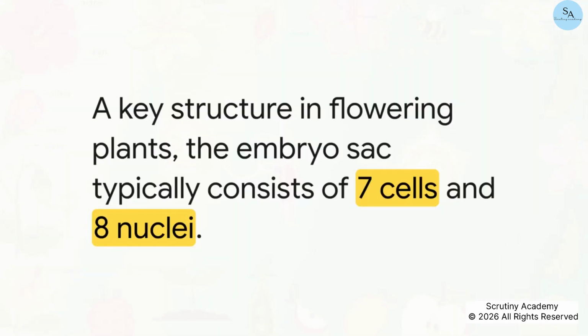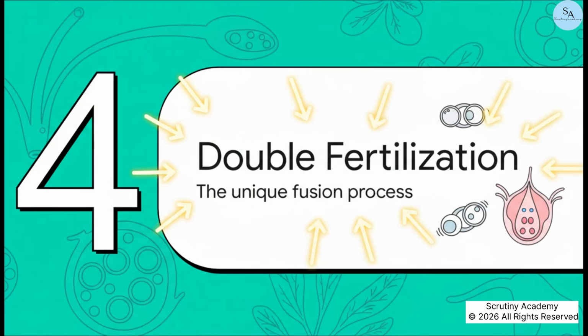Now, inside that ovule, you'll find something called the embryo sac, and it has this very specific, kind of weird structure. It's a key fact you'll see in multiple choice questions. It's made of 7 cells, but one of those cells actually has 2 nuclei, which we call the polar nuclei. So you get a total of 7 cells, but 8 nuclei. Remember that.